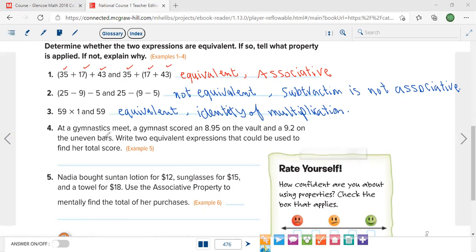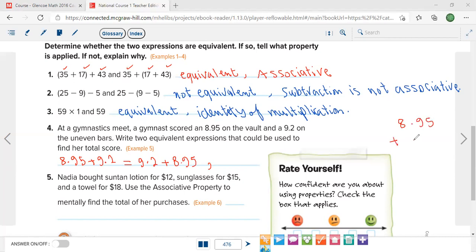At a gymnastic meet, a gymnast scored an 8.95 on the vault and a 9.2 on the uneven bars. Write two equivalent expressions that could be used to find her total score. Total score means we are going to add. So 8.95 plus 9.2 will be the same as 9.2 plus 8.95, let's evaluate this addition.